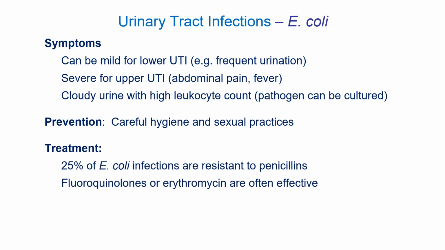So treatment, if it's E. coli, a good percentage of E. colis are resistant to penicillins. So often the treatment of choice are the quinolones, the fluoroquinolones, or sometimes erythromycin. Again, it may depend on resistance, and of course, in this case, doctors often have a lot of choice or preference in terms of treating these kinds of infections. Sometimes a urine sample may actually help to figure out what organism it is and determine the route of treatment.